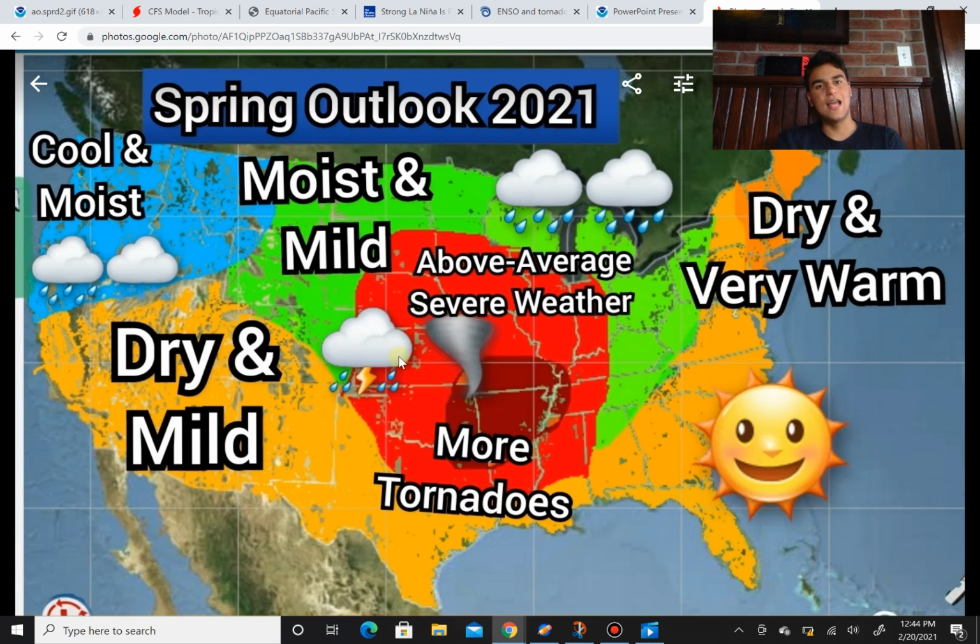And then you see for a lot of the Midwest, I'm expecting an above average severe weather threat thanks to the La Nina that's expected to stay with us throughout the spring and bring more unstable air in this region. And I also expect more moist and mild conditions as a result of a La Nina, which typically brings more moist conditions throughout the Midwest in general. And then I expect it to be cool and moist throughout the Northwest Pacific, because during a La Nina, the jet stream typically just moves through this area and brings a lot more moisture to the Northwest Pacific.